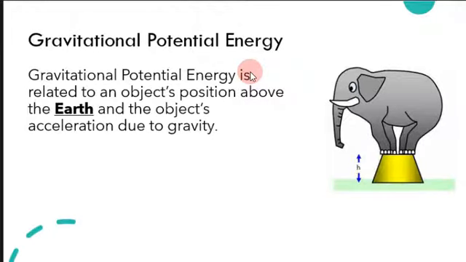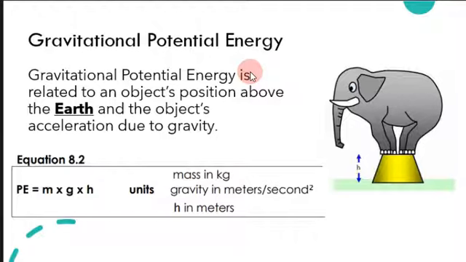Only under the gravitational pull. Okay, so here we have this elephant, right? I'm guessing we're wondering about the integrity of the little stand he's standing on. Our equation is PE equals m times g times h. This is for gravitational potential energy: m is mass, g is gravity, and h is how high they are. Is that Dumbo?